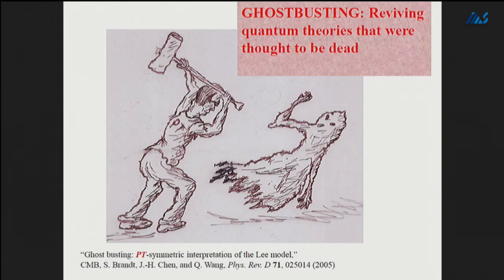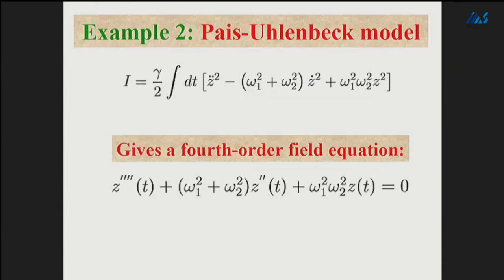All you need to do is some ghost busting, and all you need to do is to recognize that when you renormalize the theory, it becomes PT symmetric. And you violate conventional hermiticity, but you don't break PT symmetry, and in fact, you're in an unbroken PT symmetric regime, and there's nothing wrong with the theory, nothing at all, okay?